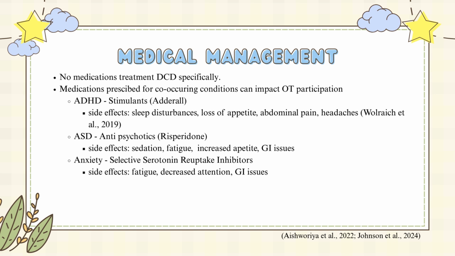Another medication is antipsychotics, such as risperidone, which is most commonly prescribed for kids with autism. Side effects are feeling sedated, having fatigue, increased appetite, and GI issues. If a kiddo is feeling that way, they're just going to have more agitation, and they're not going to want to participate in any activities.